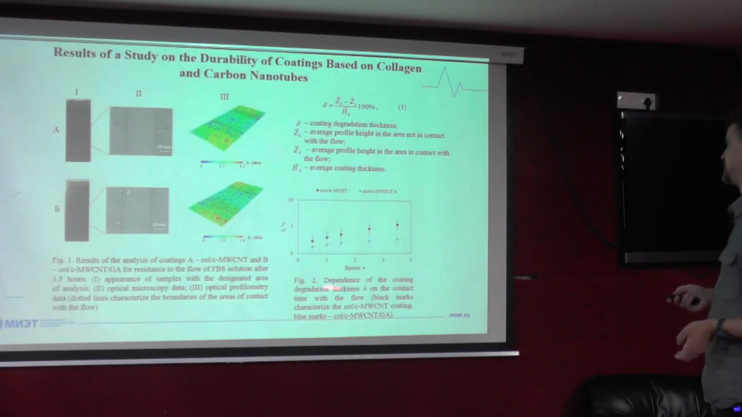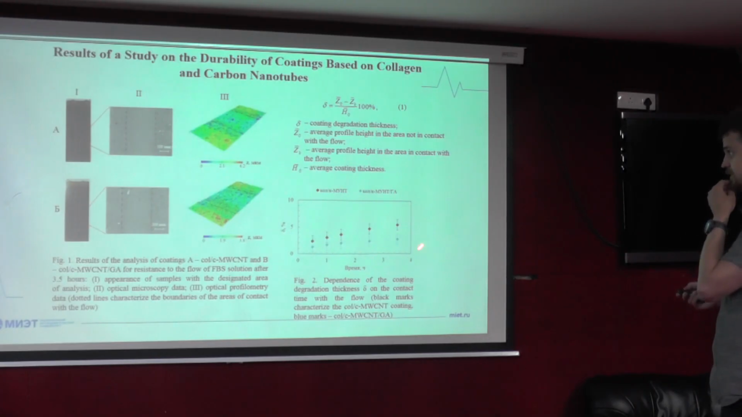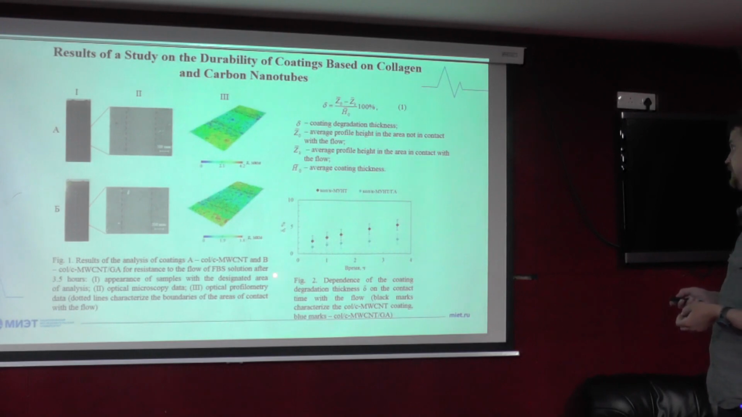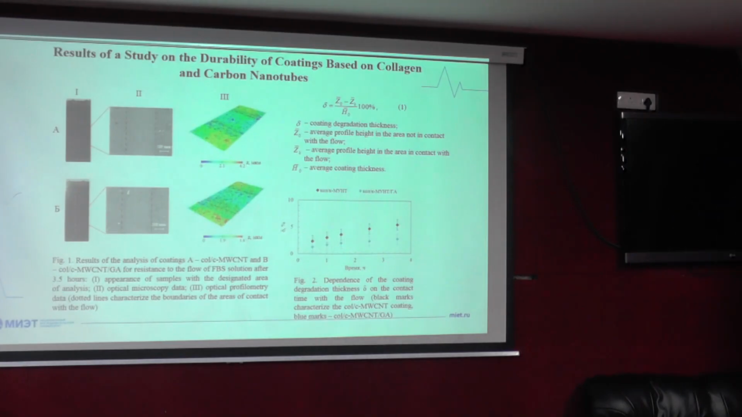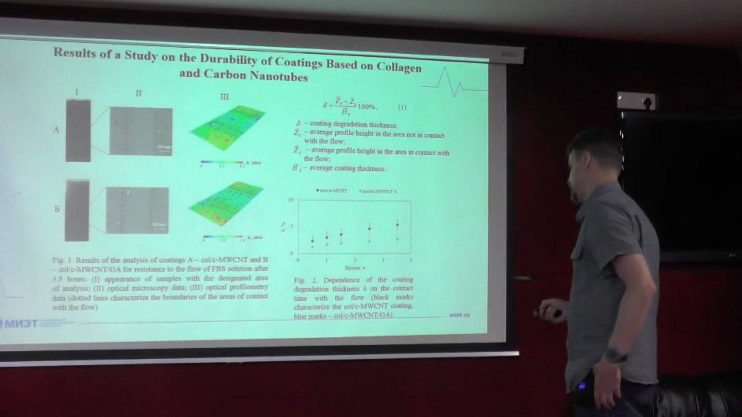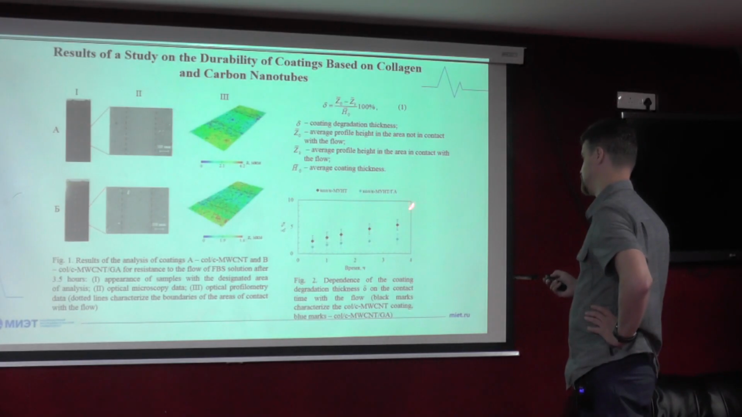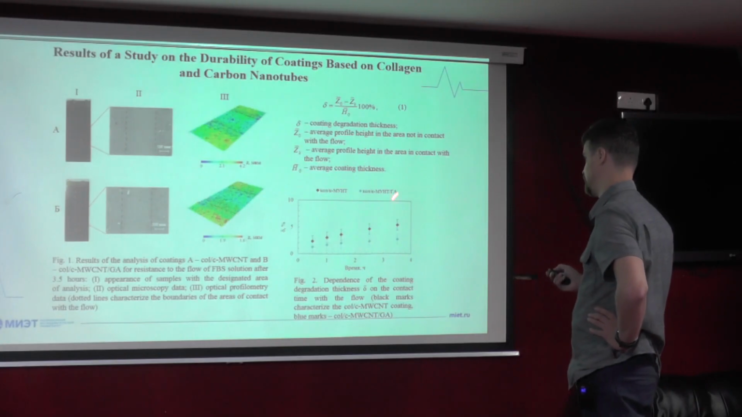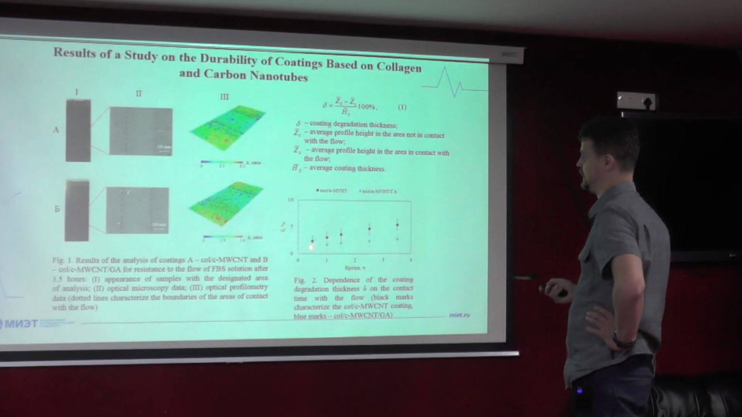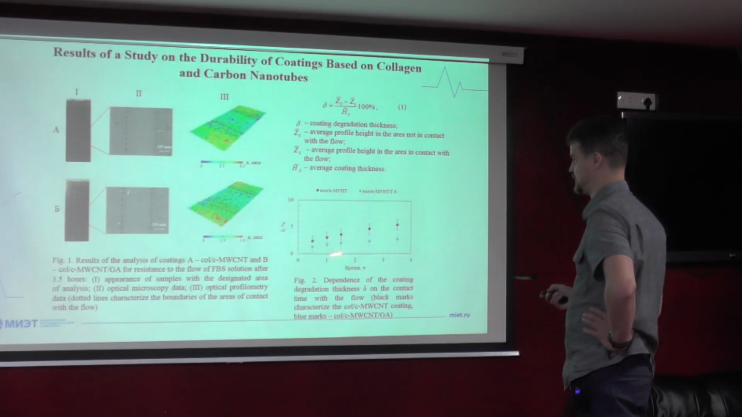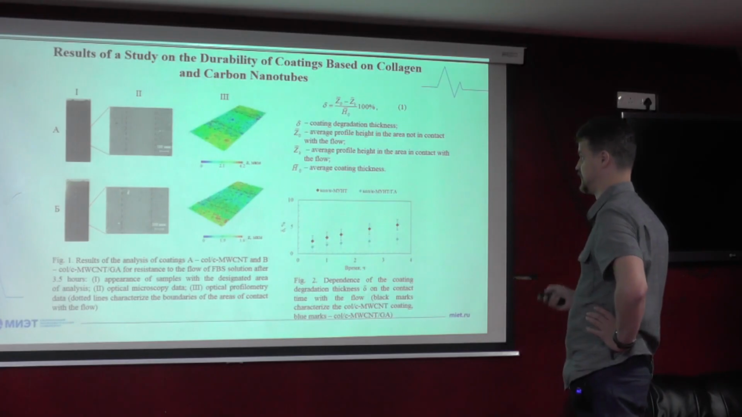Basically, those are just different types of films that were used in this experiment, and different concentrations and different compositions of the films provided different results. The best result was achieved for the collagen multi-walled carbon nanotube film with an additional substrate that increased the resistivity of this surface to the shear stress.